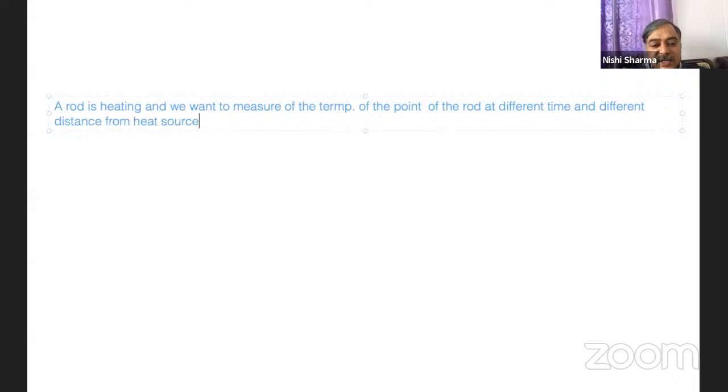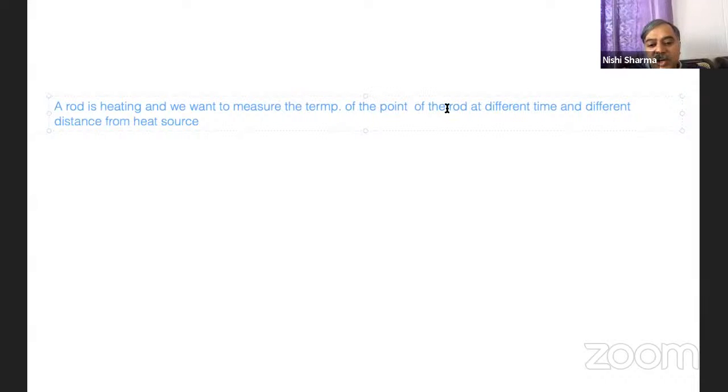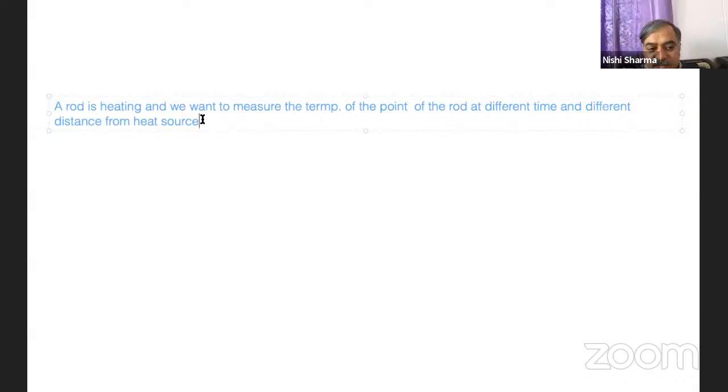A road is heating, and we want to measure the temperature of a point of the road at different times and different distances from the heat source. So can anybody answer how we should do that? How should we measure the temperature? With the help of the heat equation, sir. Hmm, with the help of the heat equation. But without using mathematics, can we answer this?